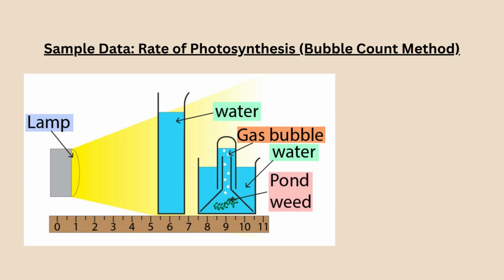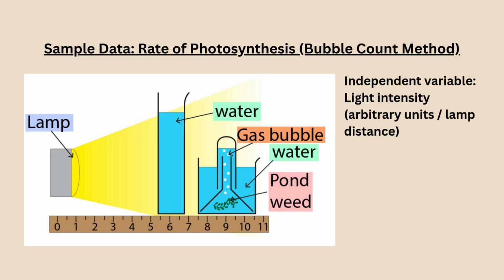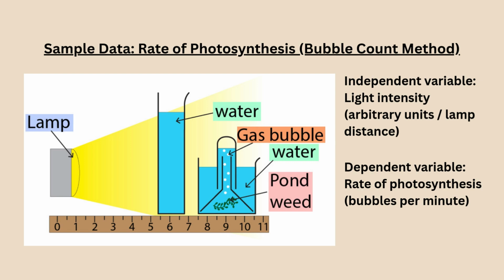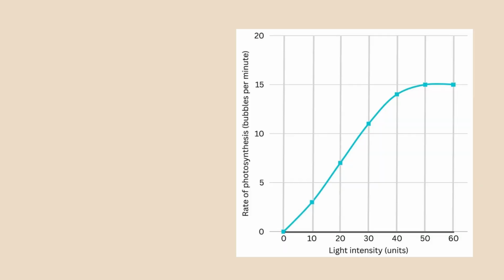Sample data with an experiment to calculate the rate of photosynthesis using the bubble count method. In this case, the independent variable is light intensity, and that is changed by moving the lamp different distances from the pondweed. The dependent variable is the rate of photosynthesis, which is the number of bubbles of oxygen gas produced per minute, and we measure that by counting the number of gas bubbles in a certain time period. This is sample data for light intensity against bubbles per minute.